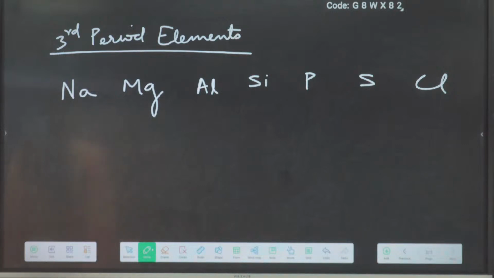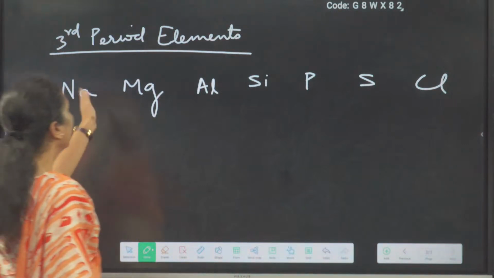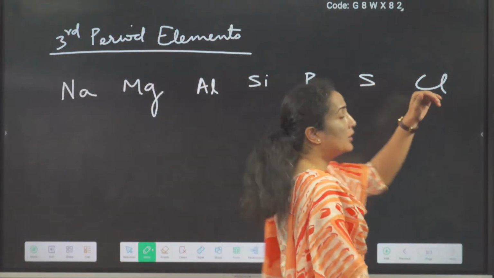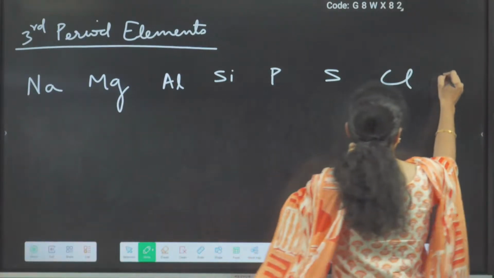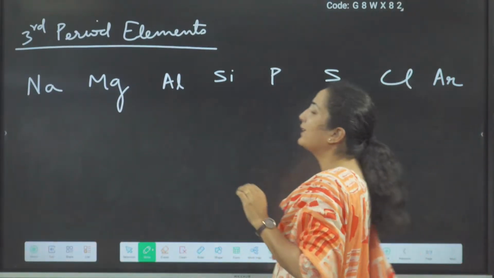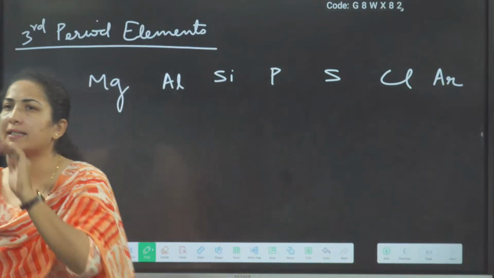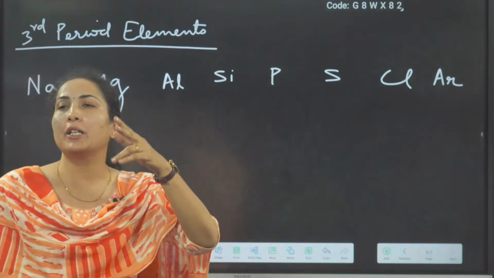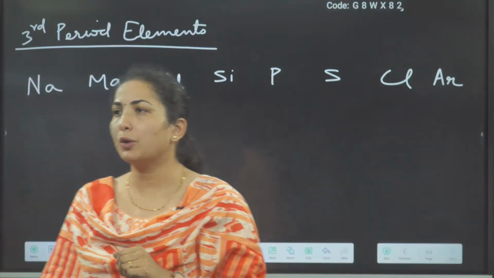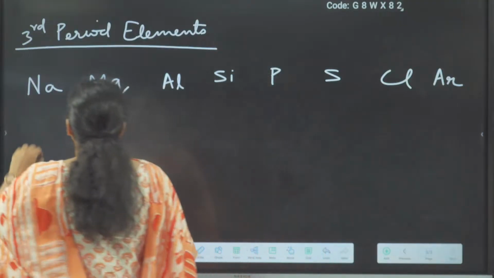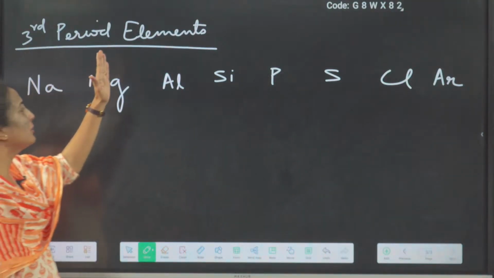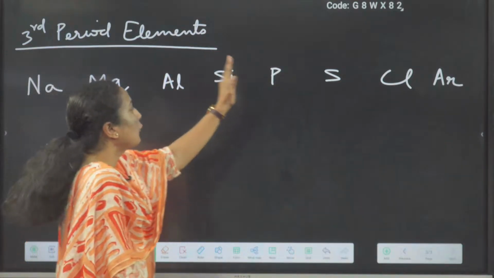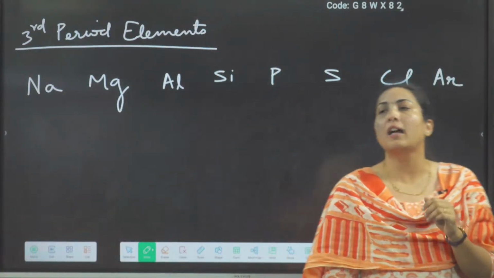And how many elements are you able to see here? 1, 2, 3, 4, 5, 6, 7 here. One more will come. That is argon. Total 8 elements in this third period. Same thing, in the second period also you had 8 elements. Okay. Now for remembering this, the elements are sodium, magnesium, aluminium, silicon, phosphorus, sulfur, chlorine and argon.